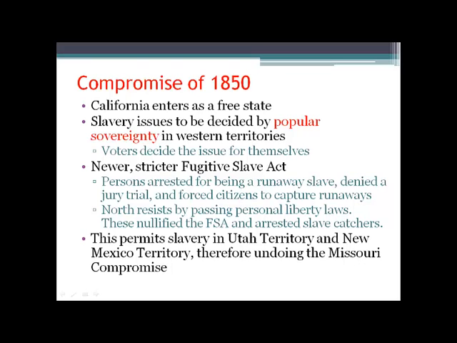They're also, as a part of the Compromise of 1850, going to pass a new, stricter Fugitive Slave Act. There are fugitive slave laws, but now this is a federal law that takes place all over the country.